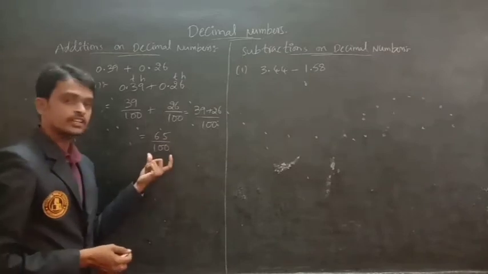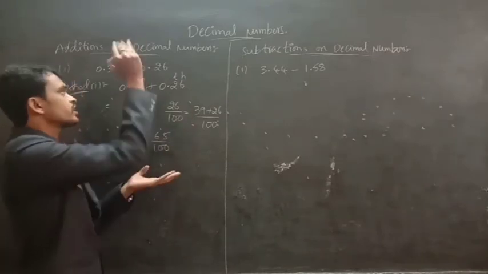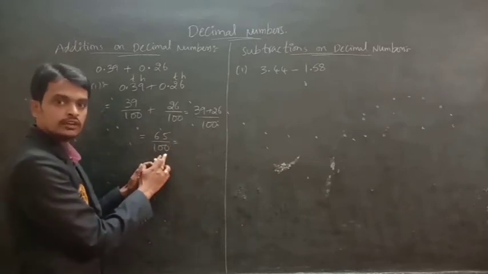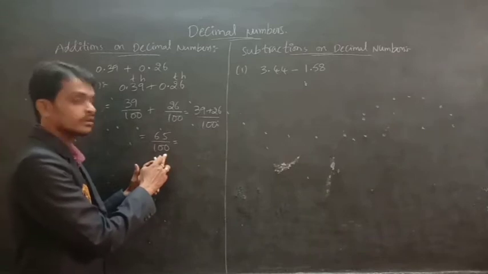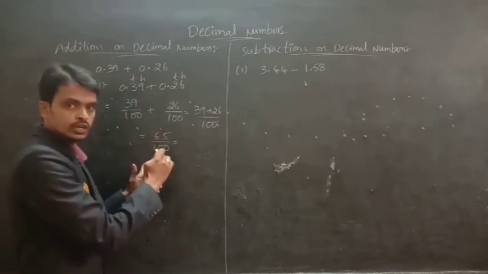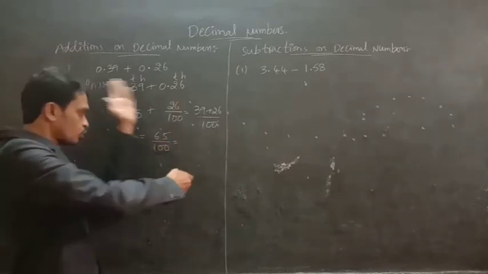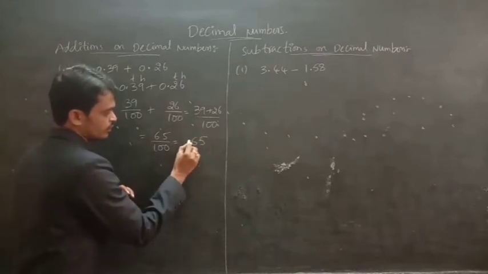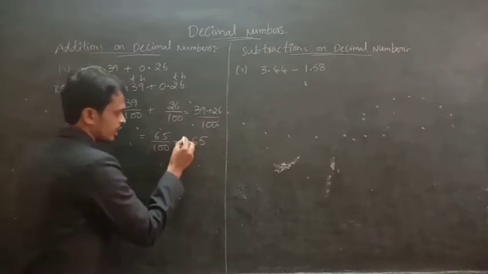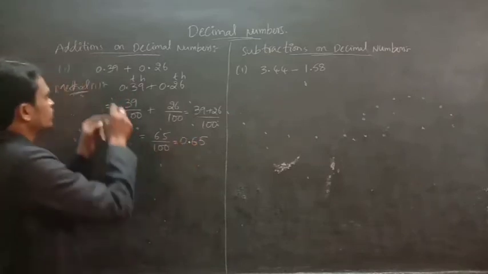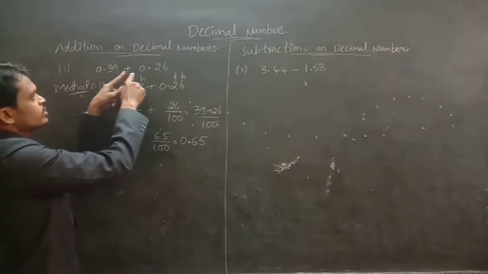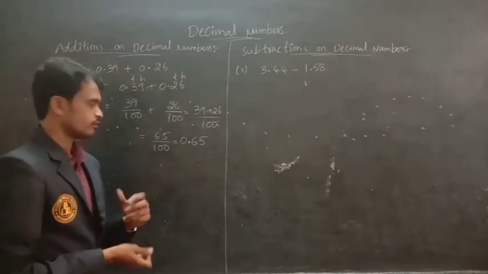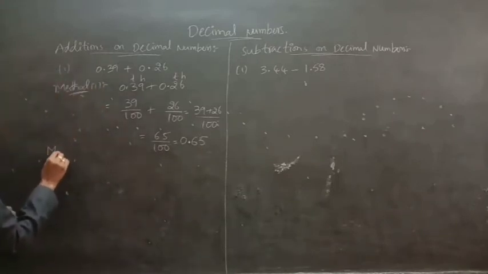Again, this fractional number we have to convert into a decimal number. Here, for hundredth, we should place the decimal point after two numbers from right side to left side. Then the decimal point will be after 6, and then we should keep 0. So the value of 0.39 plus 0.26 is 0.65.